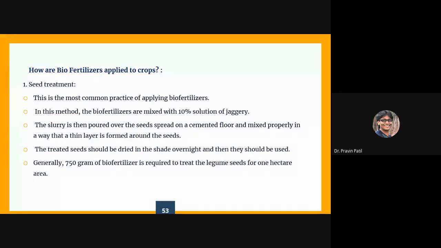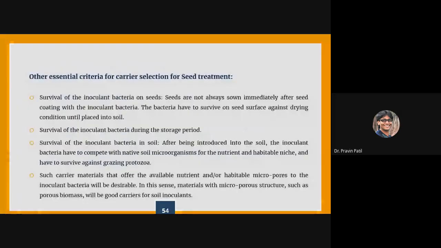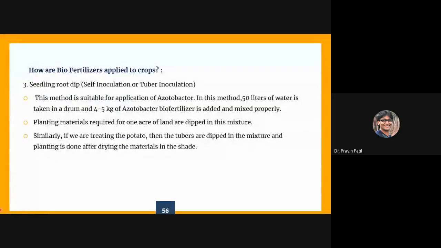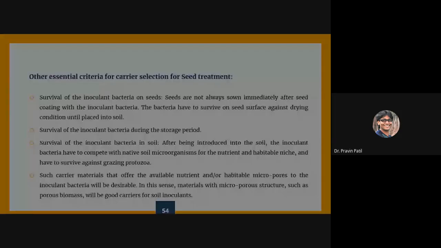So now we have understood how biotechnology can be employed and how waste can be used. Now let's understand the critical challenges, the issues generally faced by farmers in this regard. Before that, let's try to understand, once this material is ready, how we are going to apply it. There are three ways to apply this biofertilizer. The first is seed treatment, the second is soil treatment, and the third is seedling root dip treatment. So let's go one by one.